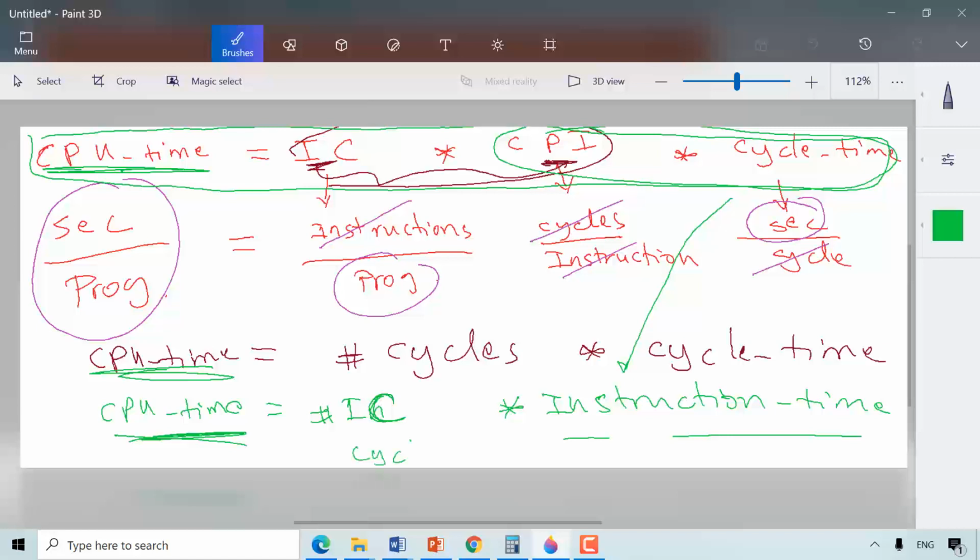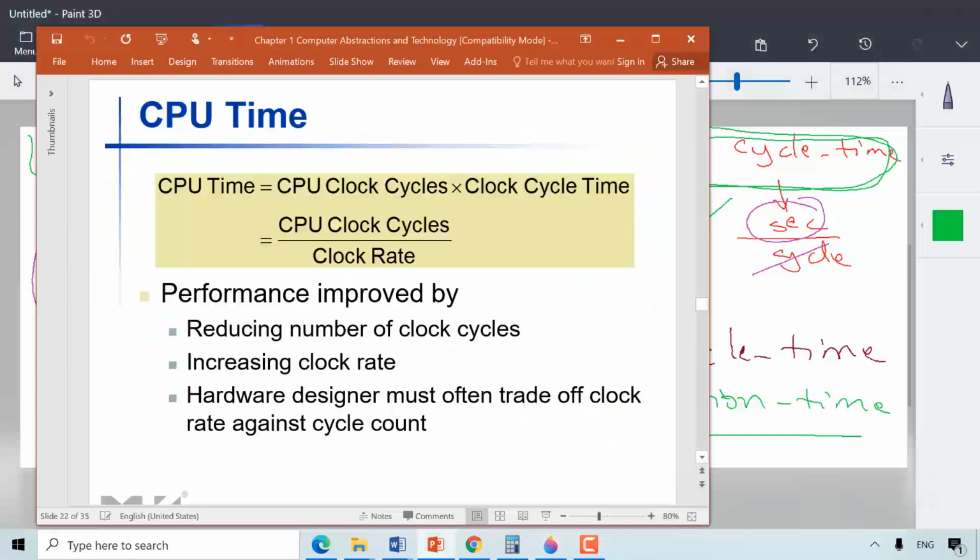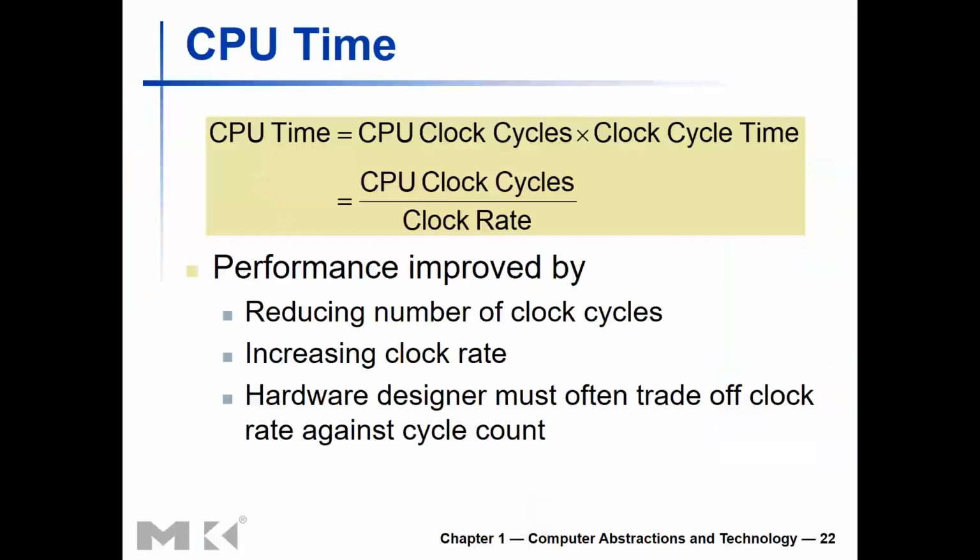Also, recall that cycle time equals 1 over frequency. Okay, or they refer to it sometimes as clock rate. Okay, all right. With this said, let's go back to the slides here, and this is what we were discussing just a second ago. CPU time equals number of cycles, right?